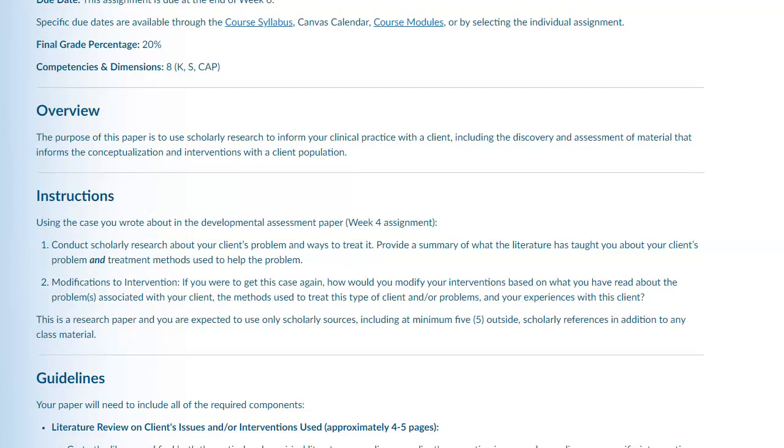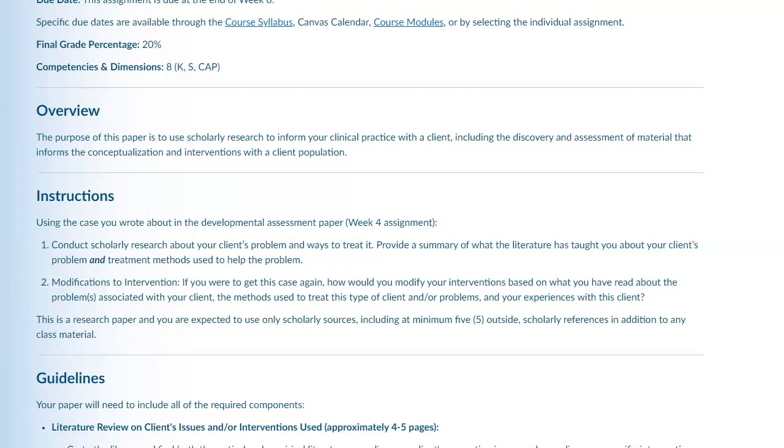So the first section is going to be essentially a literature review. So you're going to be reviewing the specific research and you are going to be identifying at least 5 scholarly references. Throughout the literature review, you can organize that however you choose to. It could be specific to ways to assess that client, but it must include some specific interventions as well.